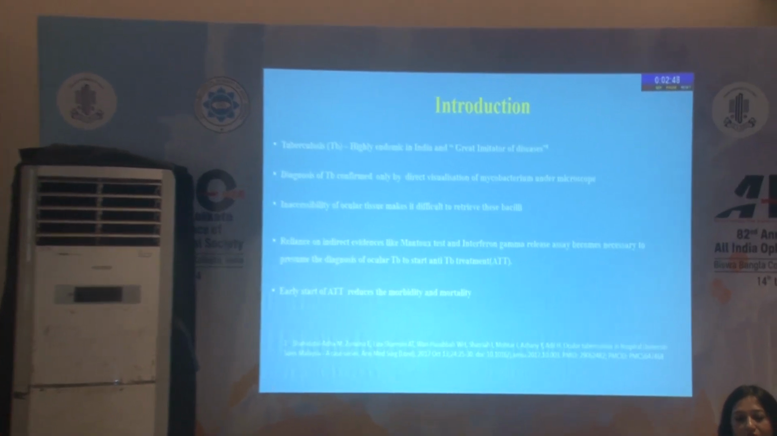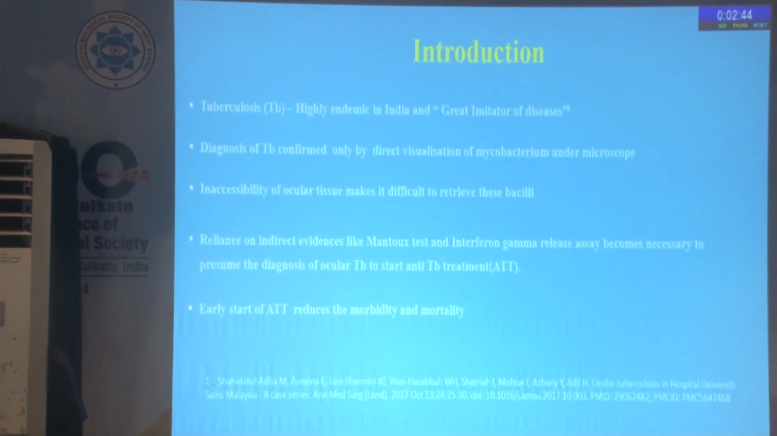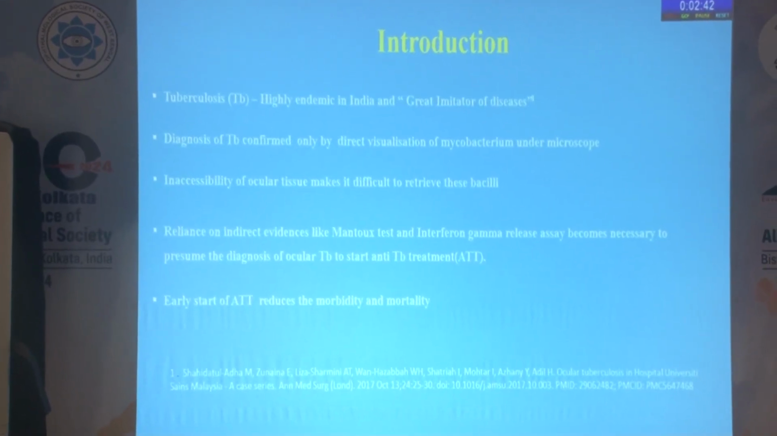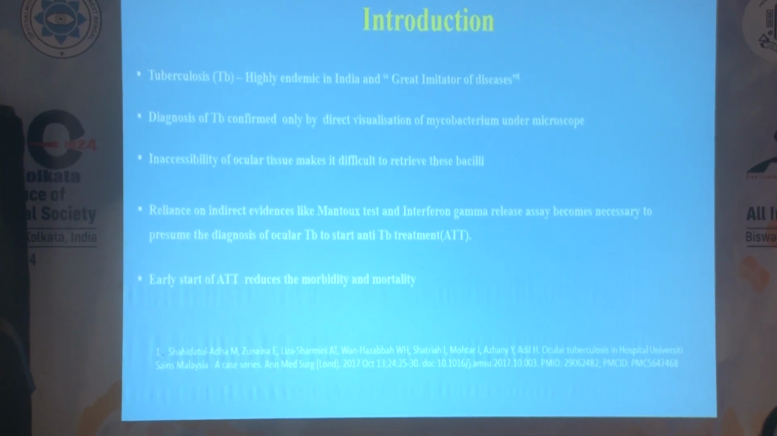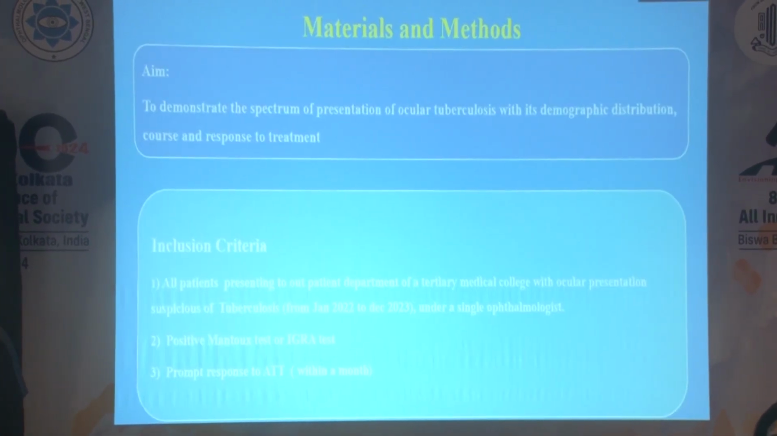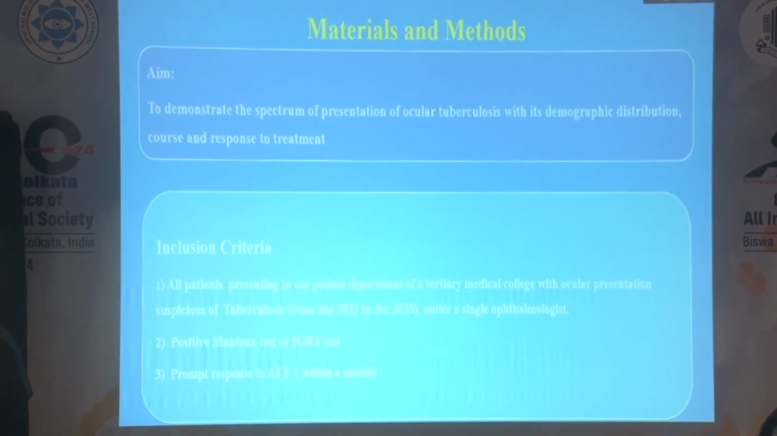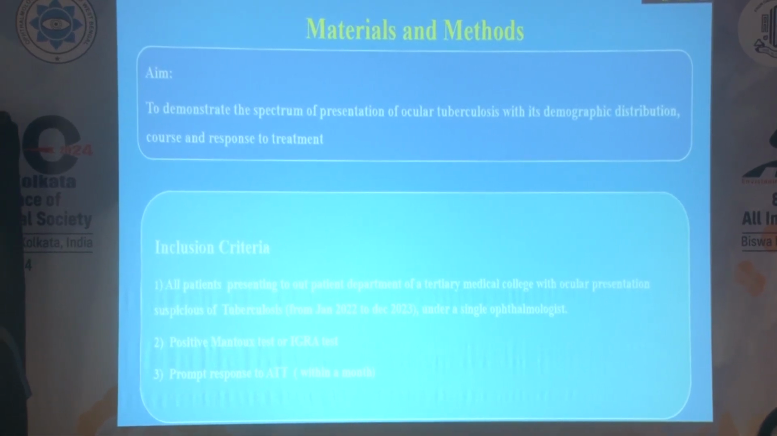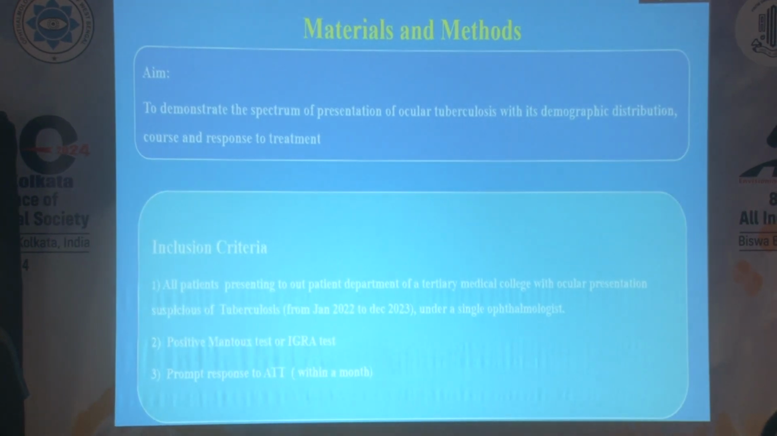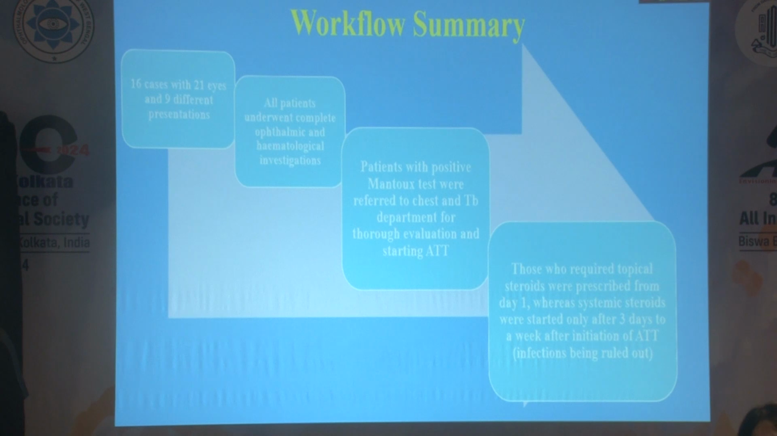So we have to rely on indirect evidence like Mantoux test and IGRA to start early ATT, which reduces the mortality as well as morbidity of the disease. So we aim to demonstrate the spectrum of presentation of ocular TB with its demographic distribution, course and response to treatment. So all patients coming to OPD from January 22 to December 23 were included, who had a positive Mantoux or IGRA test and had prompt response to ATT.